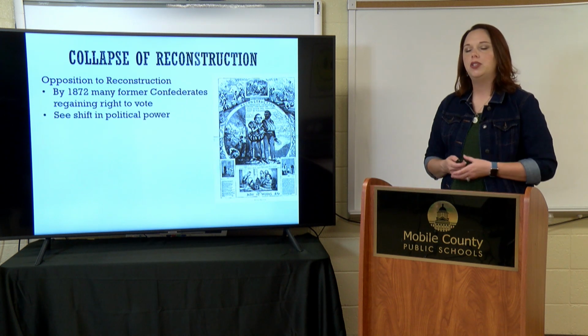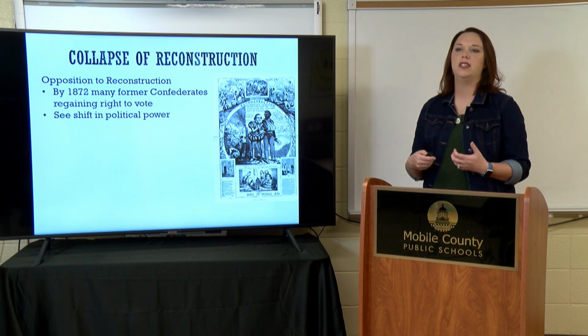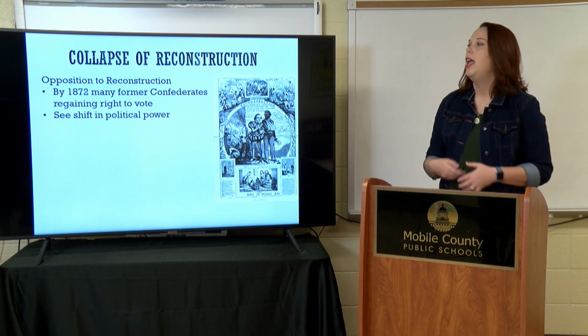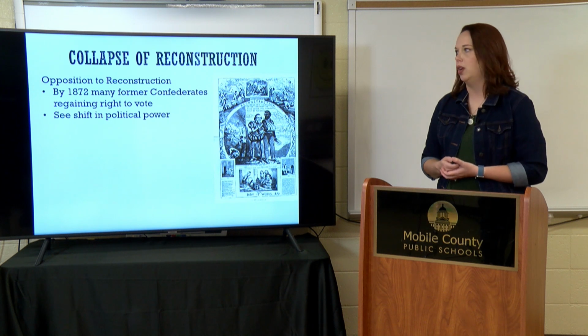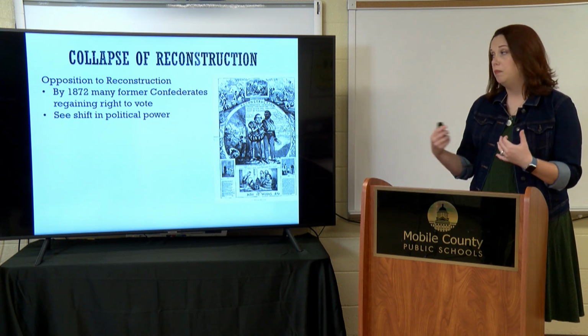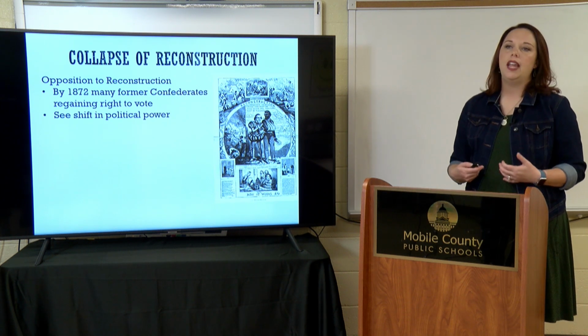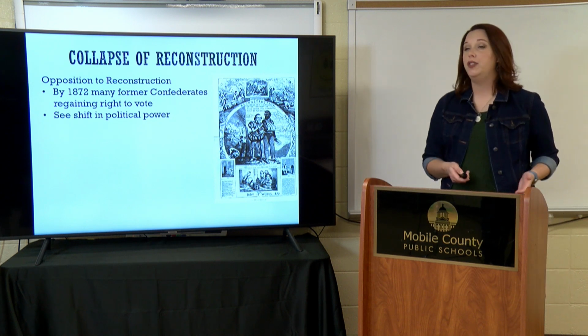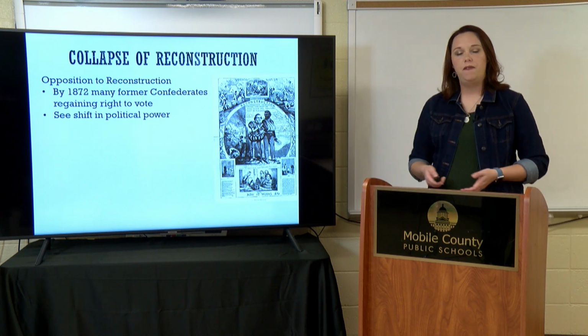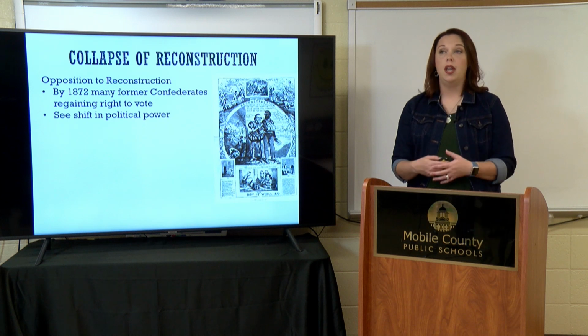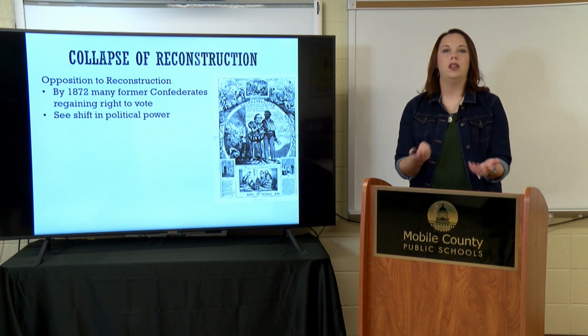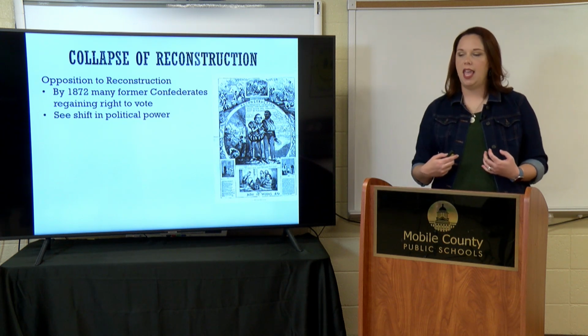Now, by the time that we get to the early 1870s, we're starting to see a lot of pushback and a lot of opposition to Reconstruction. A lot of these former Confederates are wanting to gain their right to vote. A lot of Confederate officers had actually lost their right to vote during Reconstruction, and they wanted that right back. They wanted the ability to have a voice in their government again.